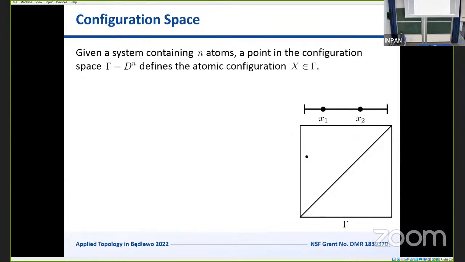Great. So the first thing that I'm going to claim that we want to do is we want to move away from R3. Okay. So there's nothing too surprising here. What we have is capital X, so that's giving us our triples of all the atomic coordinates. And I claim that all those points are going to sit in some space gamma, which I'm going to talk about as the configuration space. So a point in this configuration space completely defines your atomic configuration.